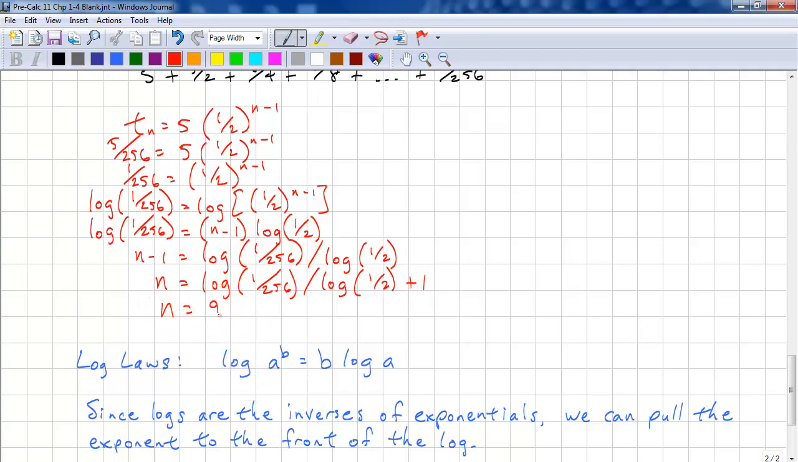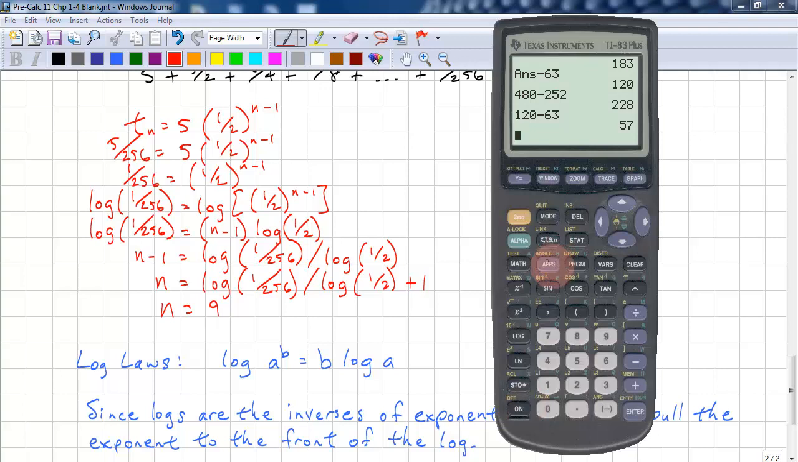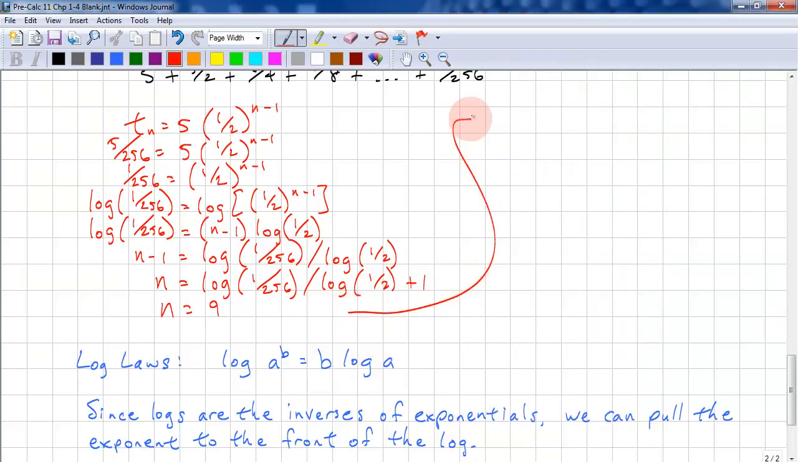And we get 9. And if you don't know how to use your calculator, let's just bring this up. So we have log 1 divided by 256 divided by log 1 divided by 2, plus 1. And we get 9. So we're only halfway there.